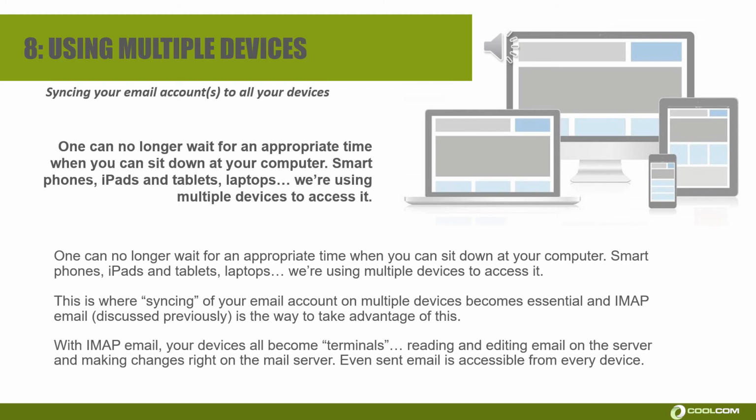With IMAP email, your devices all become terminals, reading and editing email on the server and making changes right on the email server. As an extra example, when you create a folder in your email on Outlook or Thunderbird at your computer or using your tablet, that folder will create at the server level, and then all other devices checking that mail will in turn also create the same folder. Everything is beautifully synced. Every sent email is accessible from every device.